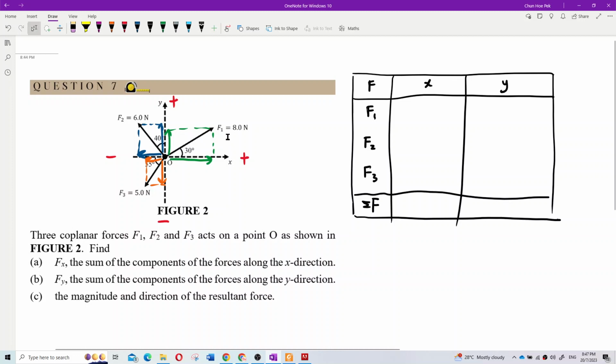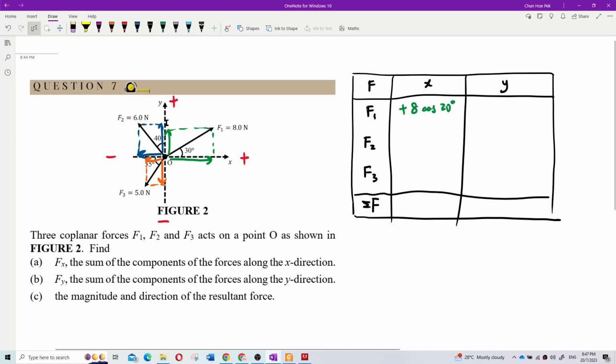Okay, so F1, so Fx and Fy. Let's look at F1. What is the Fx? Fx is positive, so we put positive, because going to the right is positive. 8 Newton, cosine or sine theta for the x component? Adjacent, so cos. It's 8 cos 30.